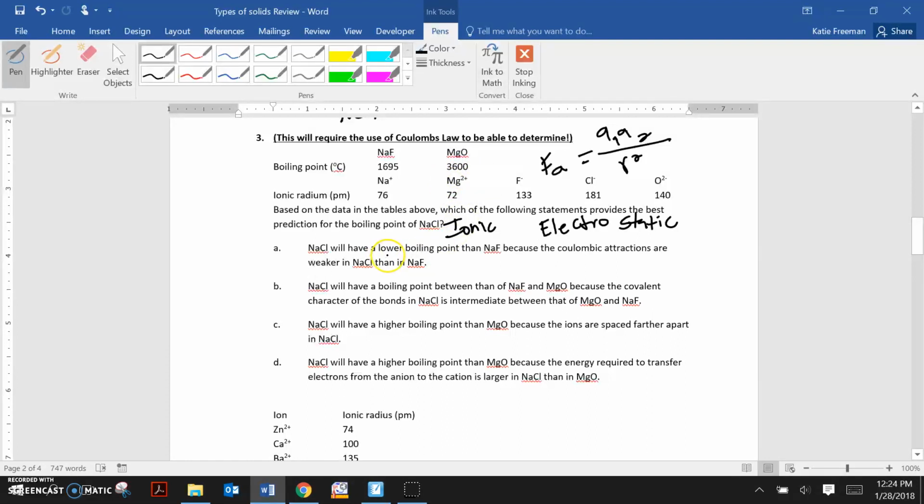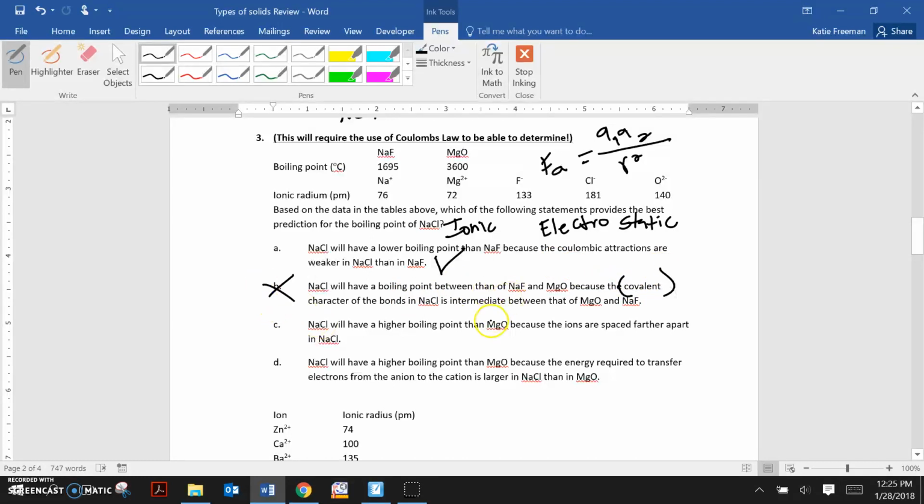A. Sodium chloride will have a lower boiling point than sodium fluoride because the cumulative attractions are weaker in sodium chloride than sodium fluoride, so that's what we just discussed. That sounds like a winner. B. Sodium chloride will have a boiling point between sodium fluoride and magnesium oxide because of the covalent characteristics of the bond. Okay, well that word right there tells us we can rule that out.